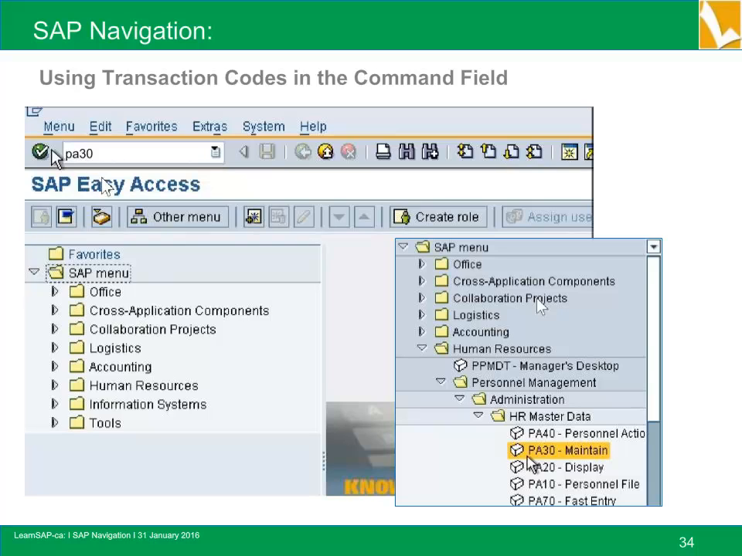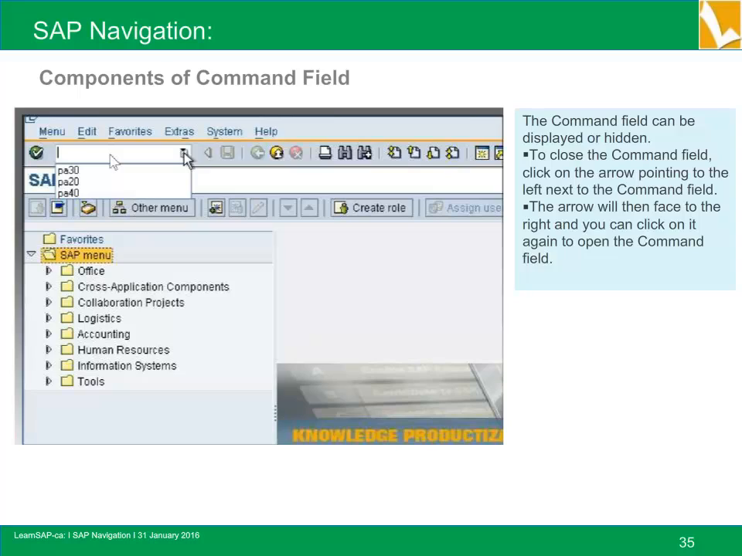You can enter a transaction code in the command field to go directly to a transaction or function from the Easy Access screen. With this method, transactions can be accessed without navigating the SAP standard tree structure. The command field includes a command list that holds several of the transaction codes most recently accessed via the command field. This allows for those transactions to be easily accessed again at a later stage.